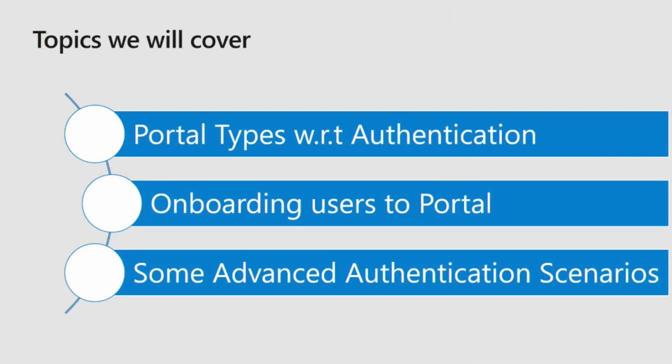So these are the topics we are going to cover today. We're going to talk about how many types of portal there are when it comes to authentication. We're going to talk about how to onboard users onto portal, like how do I enable portal to be for everyone or for only a selected few. And then we are going to talk about some advanced scenarios, like how to do automatic timeout, and how you single sign on with your existing website. So those kinds of things we are going to talk about here as well.